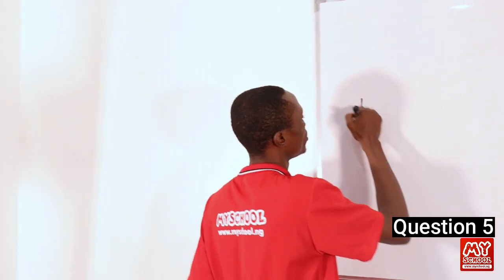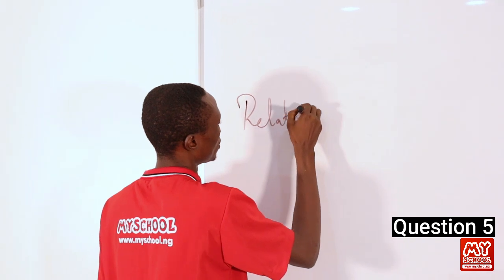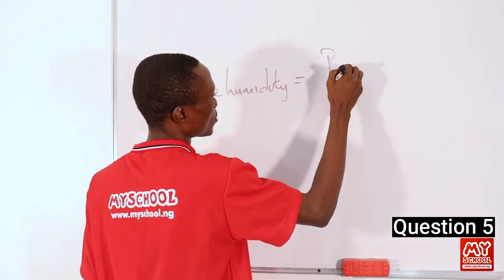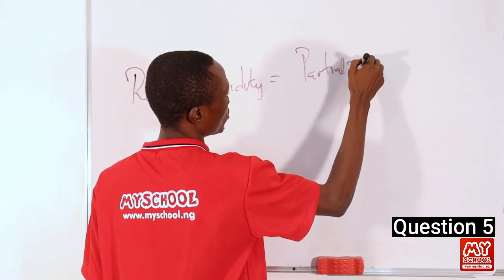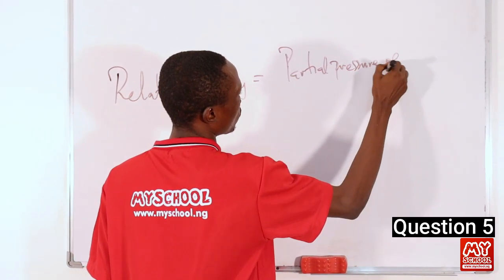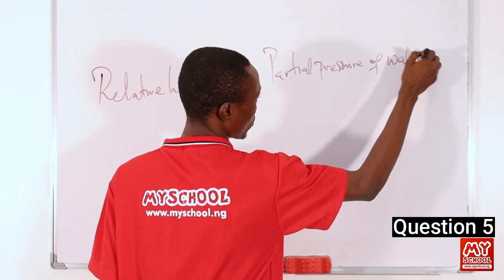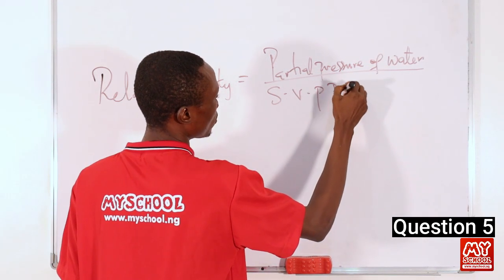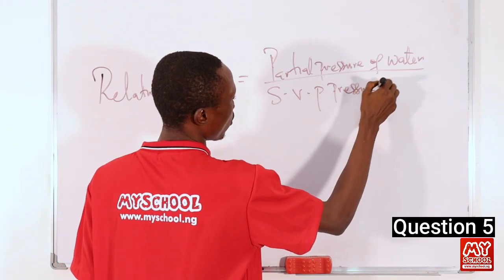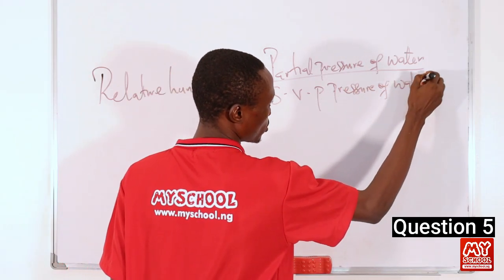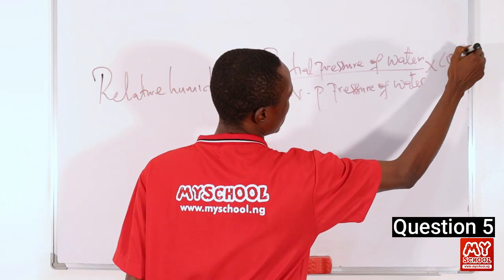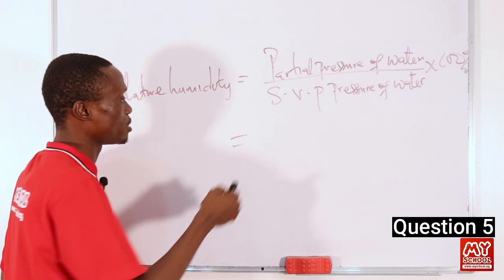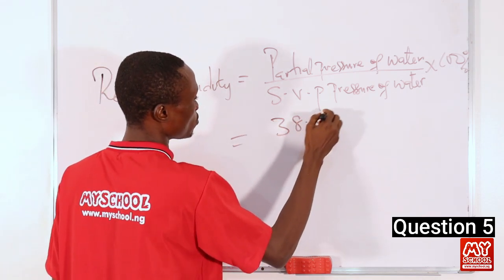So we know that relative humidity is given as partial pressure of water at a particular temperature all over the saturated vapor pressure of water at that same temperature, times 100%. So from the screen we are told that the partial pressure of water is 38.8 millimeters of mercury.